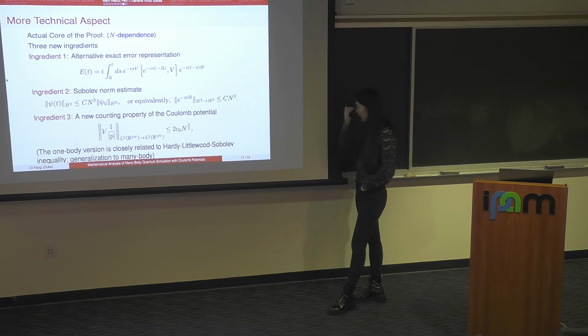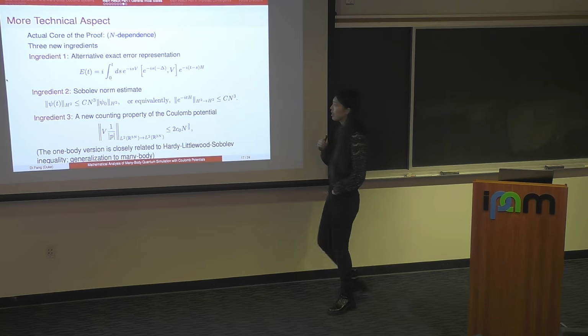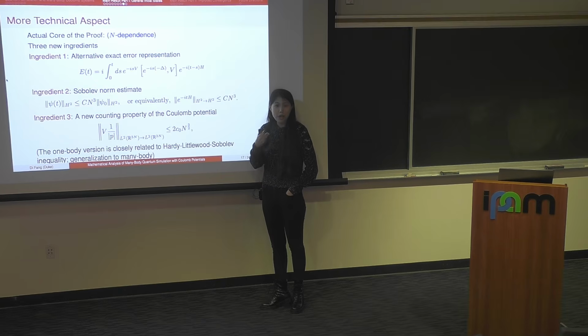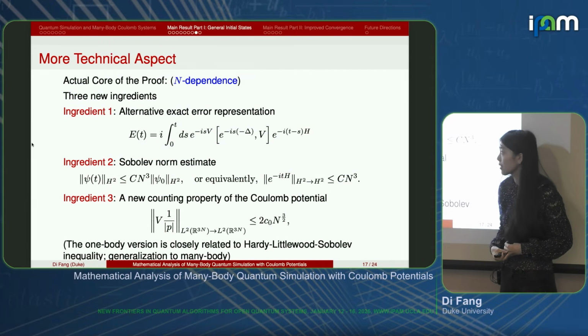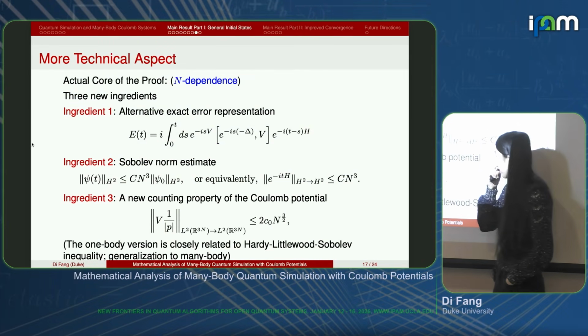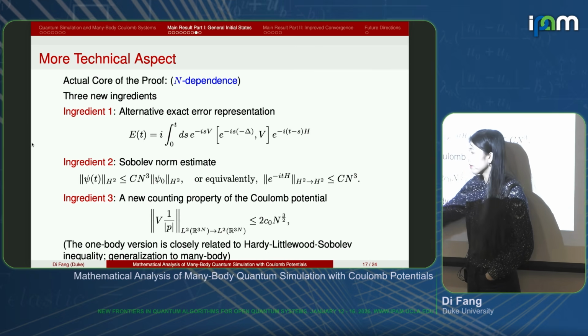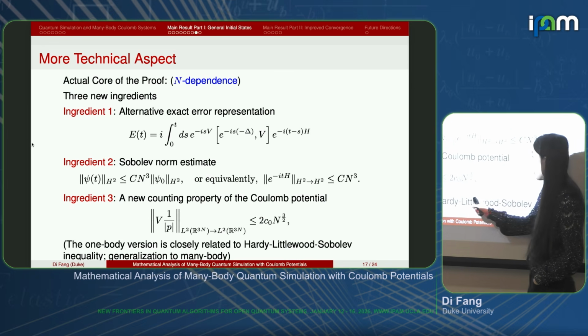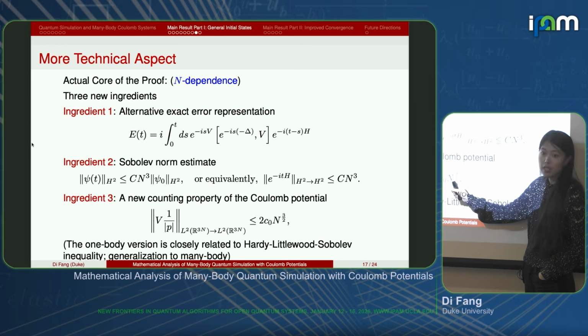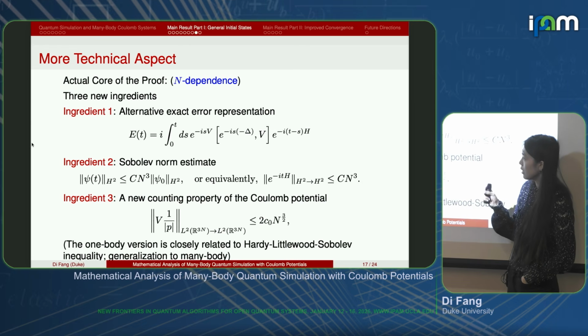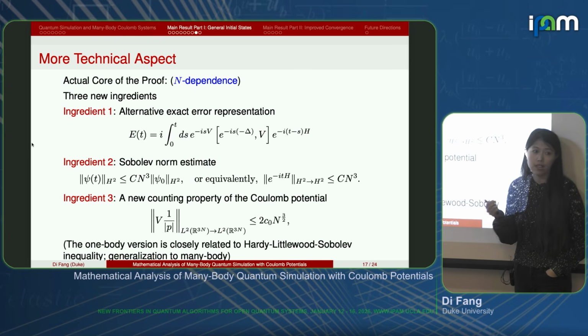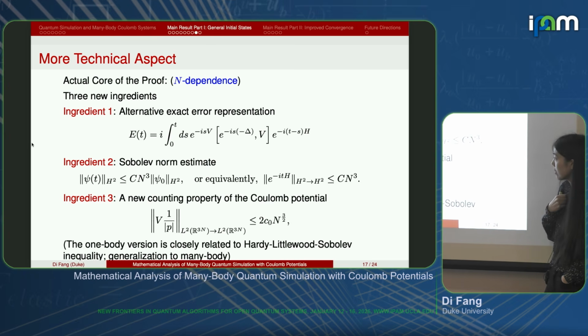The third ingredient, which I find pretty interesting, is a unique ingredient that I believe is going to be a helpful property if you have other problems regarding the many-body Coulomb potential. Maybe our property can help you. I call this a counting property, which is essentially a property regarding a Coulomb operator compensated with the momentum operator, an L2 to L2 bound, where you can write out exactly, and this bound gives you n to the 3/2 power. Interestingly, in the one-body case, this reduces to a celebrated Hardy-type inequality, or Hardy-Littlewood-Sobolev, if you like, and we can generalize it to the n-body case, which is one nice counting argument we use.